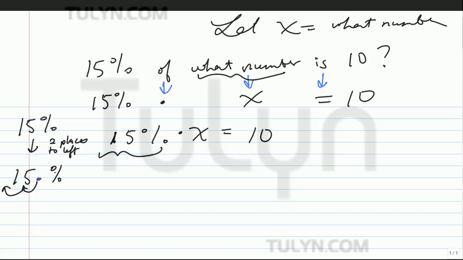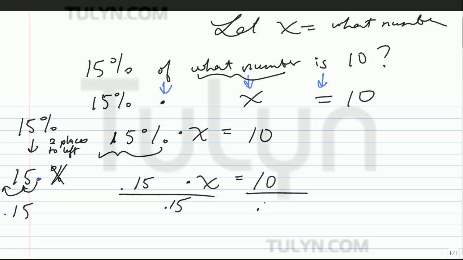Brand new number, now that we removed the decimal, we divided it by 100, we moved over the decimal twice to the left, it's going to be 0.15. So instead of writing 15%, we're just replace it by 0.15 times x equals 10. So now, in order to undo multiplication, divide by what? The number coefficient, which is 0.15.